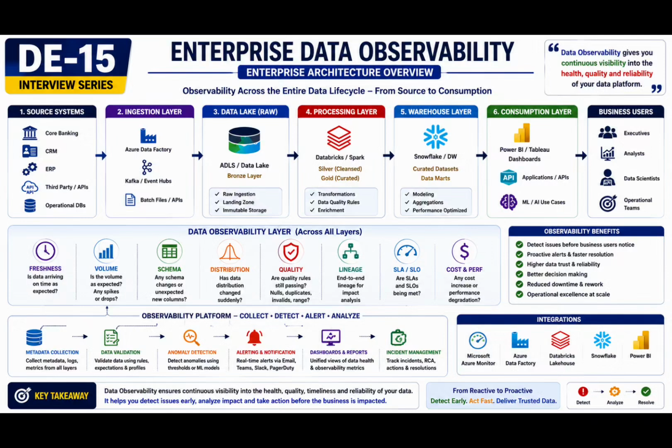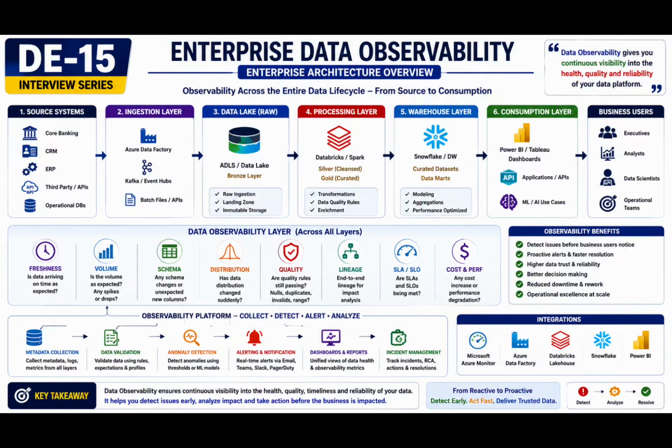Our data platform might look like source systems, ingestion layer, data lake, processing, warehouse, consumption. Each and everything is set up in a platform. The important thing is that data observability should not sit only at the pipeline layer. It should provide visibility across the entire data lifecycle. So we can collect metrics from each layer.